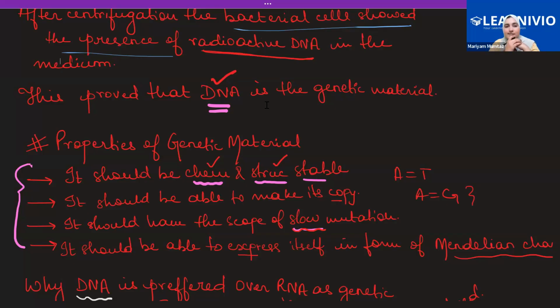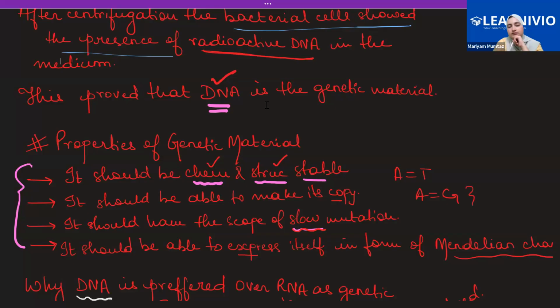Centrifugation is what? A centrifuge is a machine in which you put the suspension and it will rotate it at a very high speed. And the two different molecules will separate according to their molecular weight. The heavier will settle down, the lighter one will settle up. So when the centrifugation was done, radioactive DNA was actually isolated. Clear?